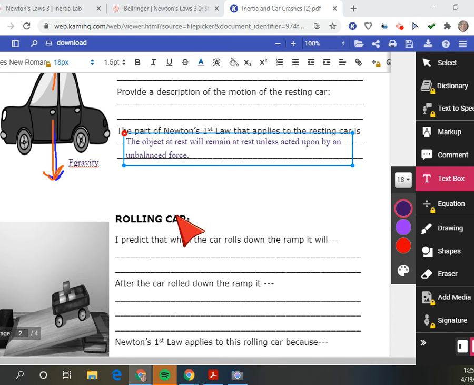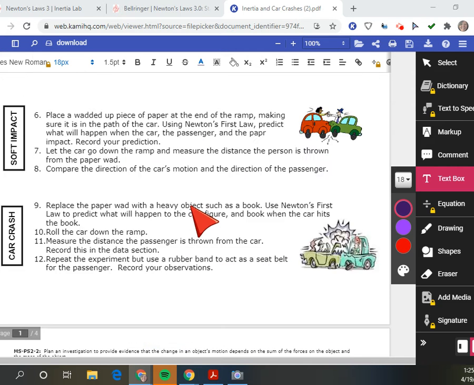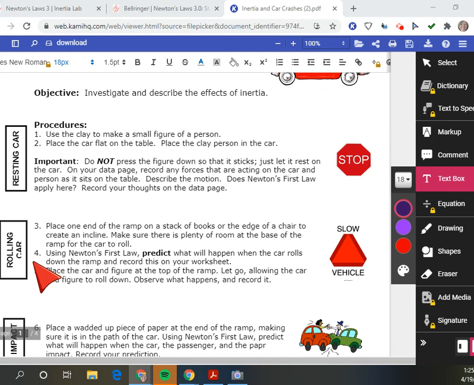So then we're going to go on to the rolling car. Kind of gives us a picture here, but let's go back to our instructions for this part. It says place one end of the ramp on the stack of books or the edge of a chair to create an incline. Make sure there is plenty of room at the base of the ramp for the car to roll. Using Newton's first law, predict what will happen when the car rolls down the ramp and record this on your worksheet.